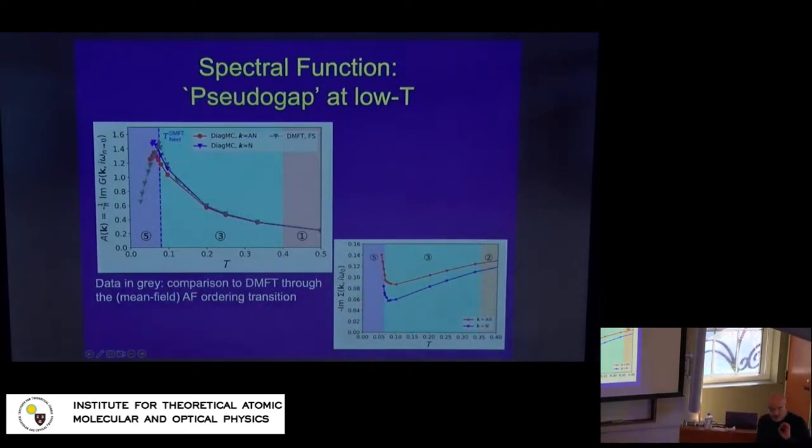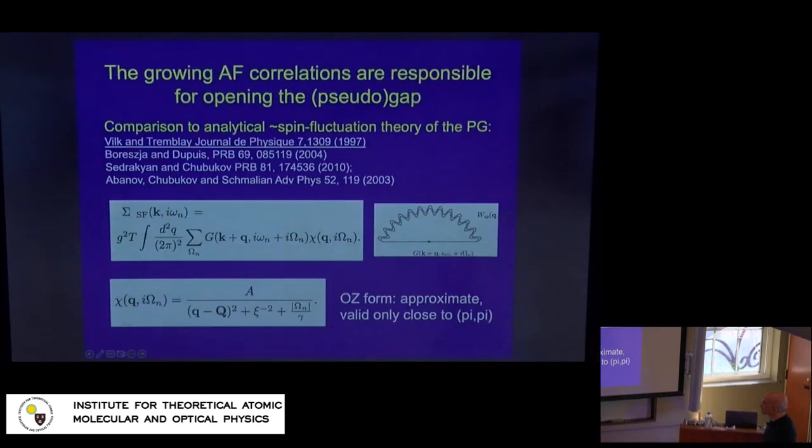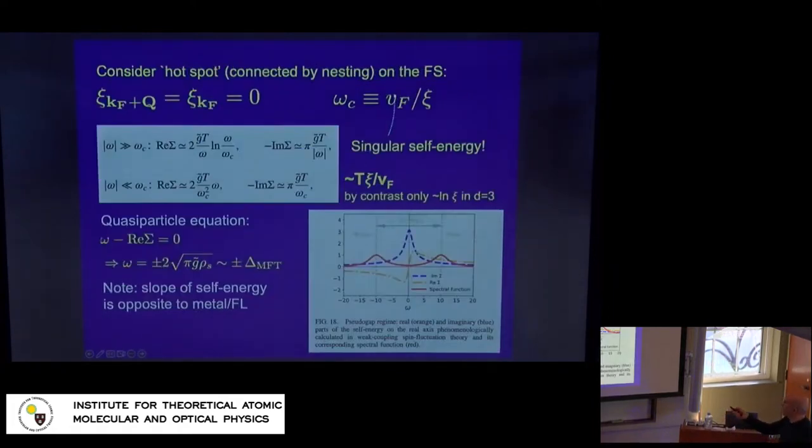And the point I want to drive home is that the mechanism for the opening of the pseudogap has been understood for like 25 years in beautiful work, in particular by Vilk and Tremblay, who just noted that when you calculate the spin fluctuation diagram, the hotspots provide very large scattering rates. This is more or less the calculation. And the large correlation length is really what creates the pseudogap.